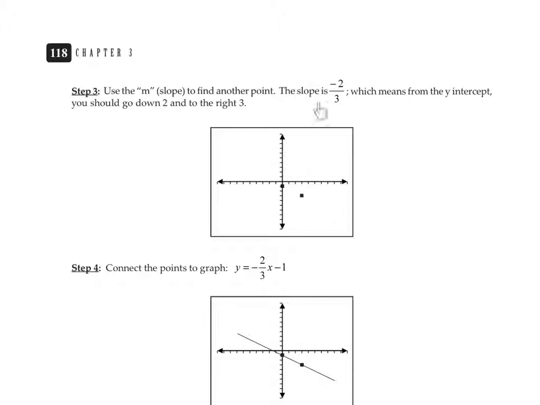If we go to the next, we're being shown what to do with the slope. And here's the slope, negative 2/3. The equation, let's write it up here, was y equals negative 2/3 x minus 1. And from that, we can tell that the slope is right here in front of x. The slope is negative 2/3, which is a line that goes downhill.